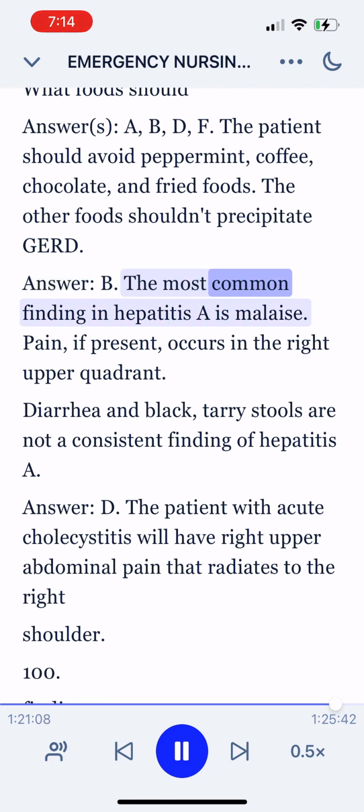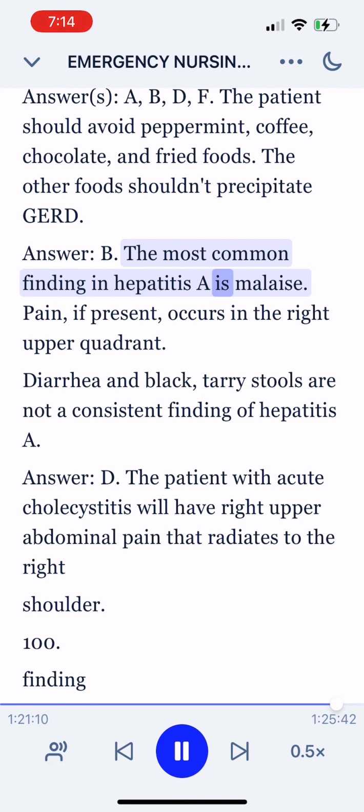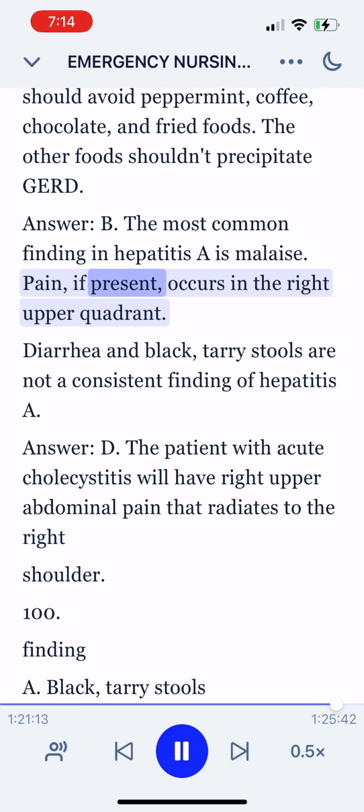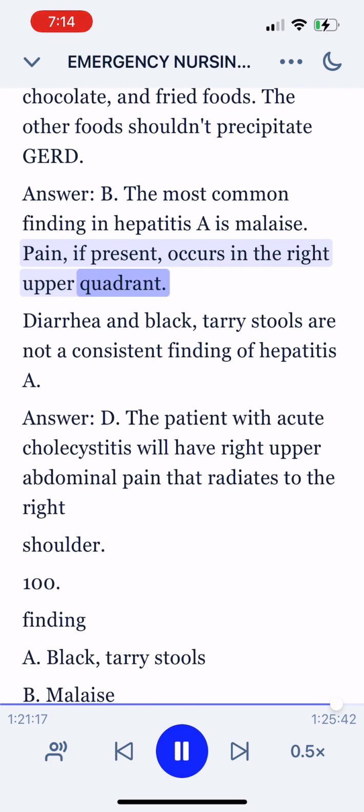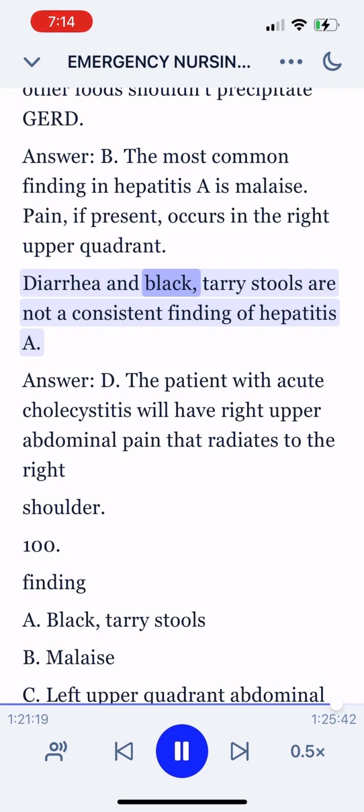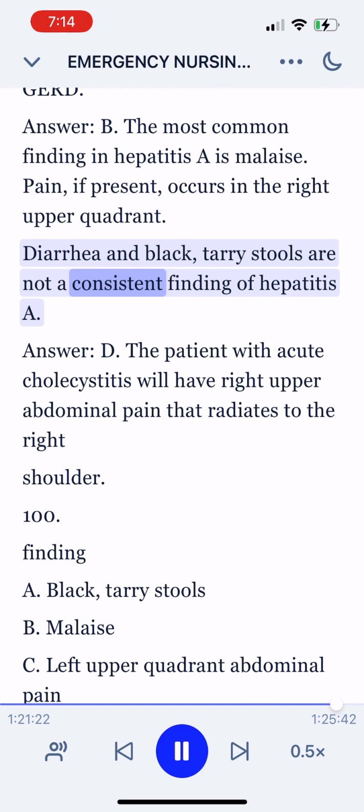Answer B. The most common finding in hepatitis A is malaise. Pain, if present, occurs in the right upper quadrant. Diarrhea and black, tarry stools are not a consistent finding of hepatitis A.